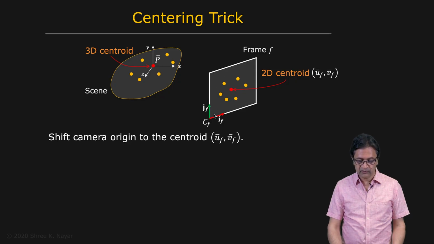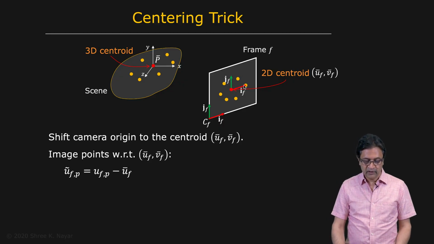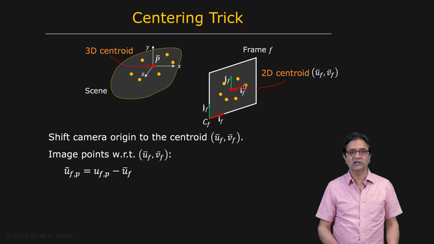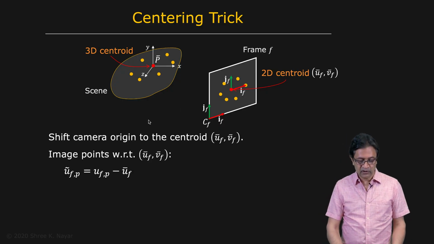Let's see that one once more. That's the shift of the origin. And now we're going to define all our image coordinates in this new coordinate frame. So this is what we'll call the centroid subtracted coordinates. We'll call those U tilde. U tilde is U minus U bar. And so you get this expression right here, which is I transpose P minus CF minus I transpose CF.